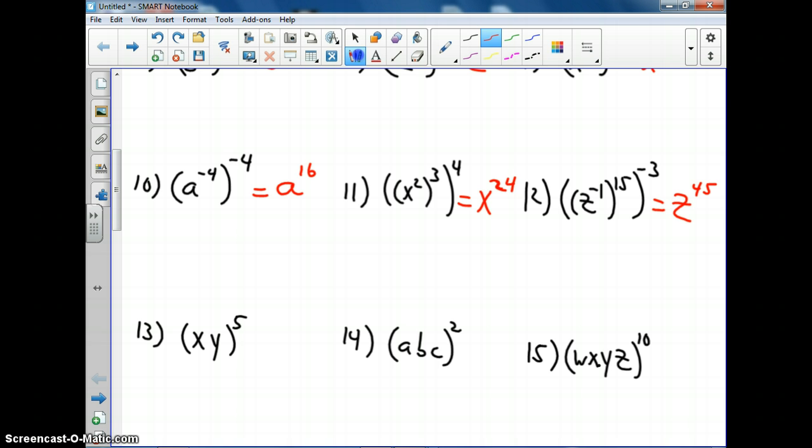All right, so everybody good on that rule? Powers to powers. Once again, this is all stuff I think you should understand already. Okay, so let's start with number 13.